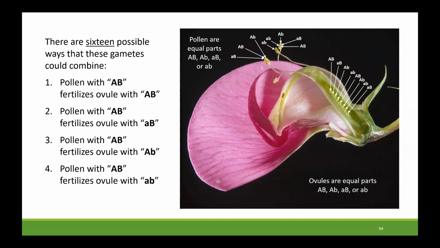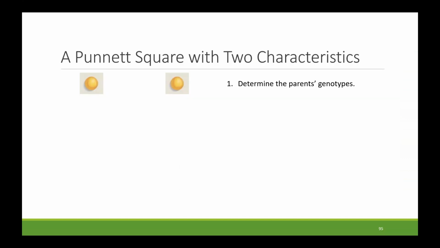Obviously, this is a tedious business, but again, we can streamline it by bringing back that trusty tool that we just learned about, the Punnett square. Because Punnett squares don't just work for predicting the outcome of the cross of a single characteristic, they also work for multiple characteristics. And they work in the exact same way. So let's see it in action by using it to predict the outcome of this F1 self-fertilization.